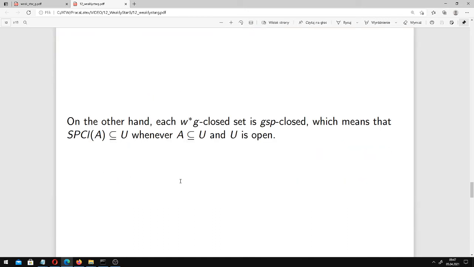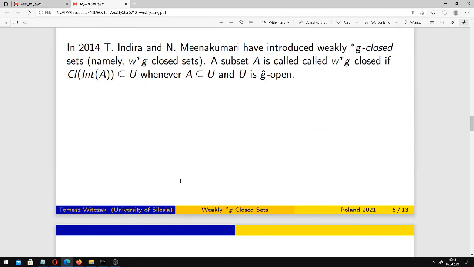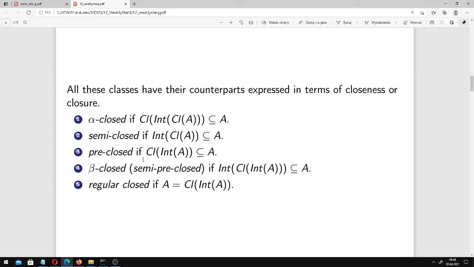On the other hand, each weakly star g closed set is gsp closed, which means that the semi-pre-closure of A is contained in U whenever A is contained in U and U is open. Semi-pre-closure, this notion refers to the subclass of semi-pre-closed, so beta closed sets, yes? And of course, the notion of semi-pre-closure is analogous to the notion of closure, but in terms of semi-pre-closed sets.